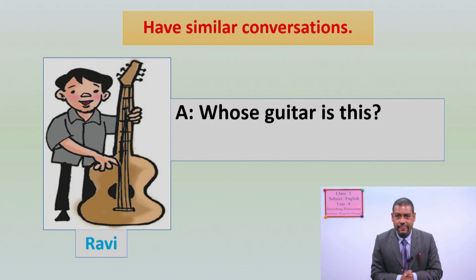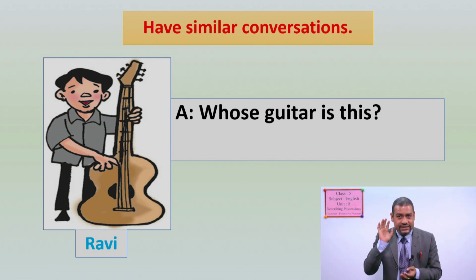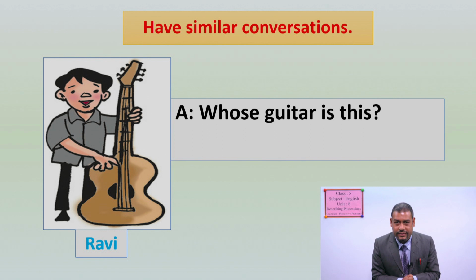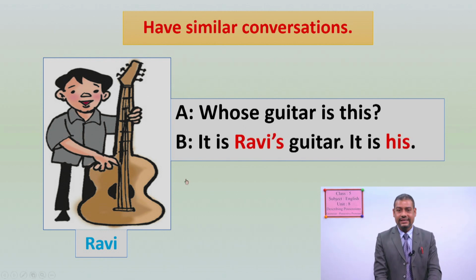Have you finished? Very good. Now, your answer should be, please tell me. Yes, once again tell me please. Very good. Your answer is, it is Ravi's guitar. See, here again we write Ravi's and here is his, okay? Because Ravi is the name of a boy, male. So if here is a name of a girl, a female's name, then what do you write here?